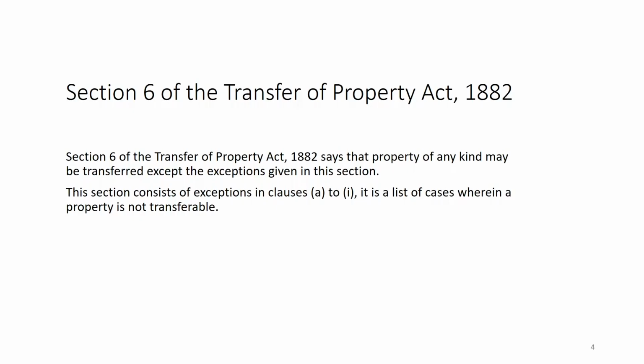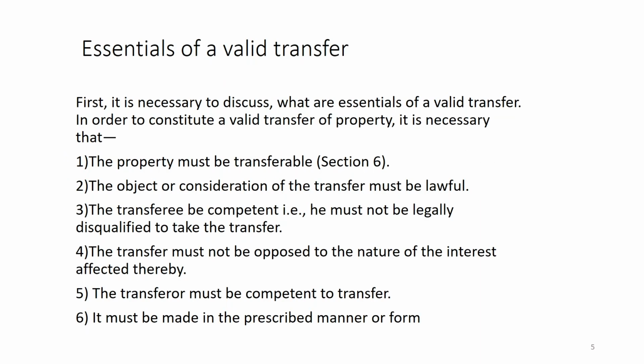Section 6 says that property of any kind may be transferred except as otherwise provided by this section. This section mentions a number of exceptions, from clause (a) to (i), and lists a number of cases, situations and things which cannot be transferred from one person to another. These are non-transferable altogether. So, I am going to discuss them one by one.